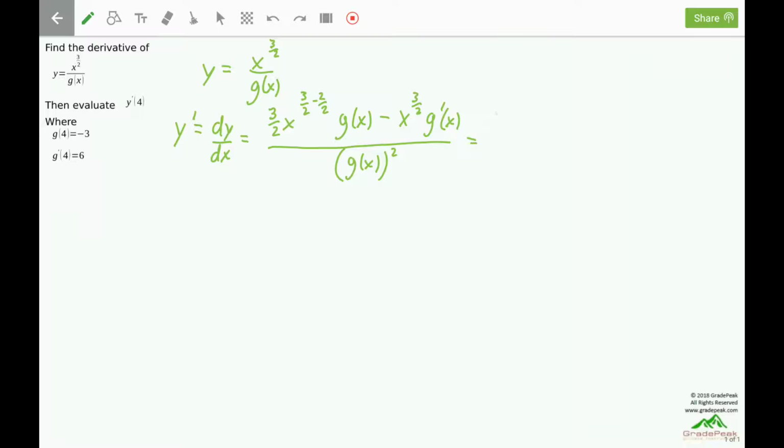Now in the numerator we will have 3 halves, x to the 3 minus 2, which is 1 half, g of x, minus x to the 3 halves, g prime of x, all this divided by g of x quantity squared.